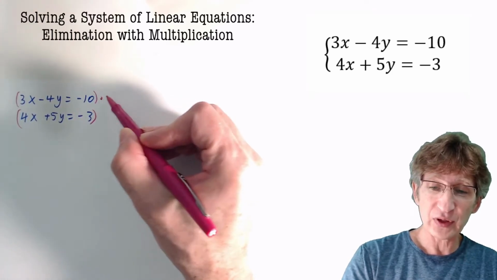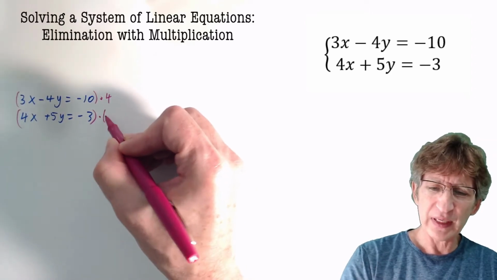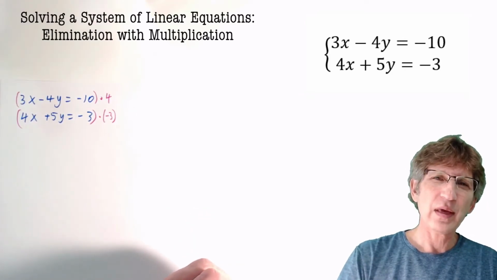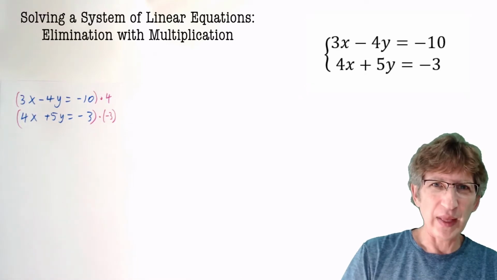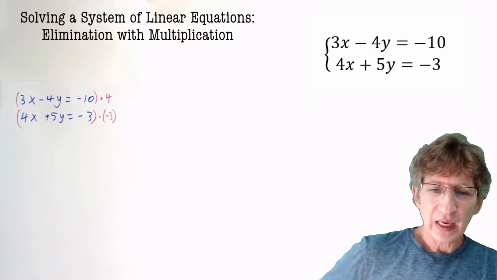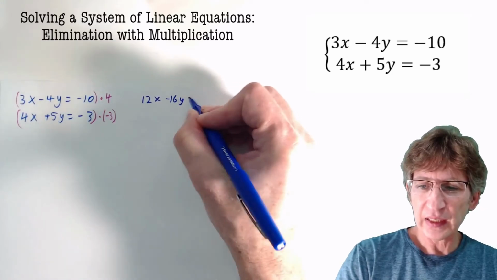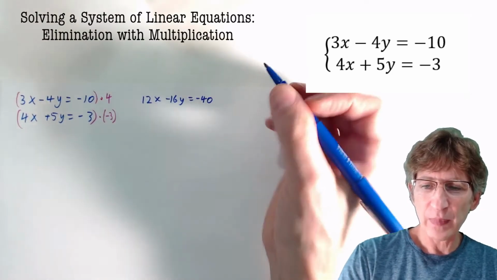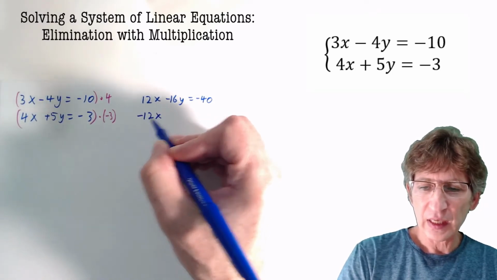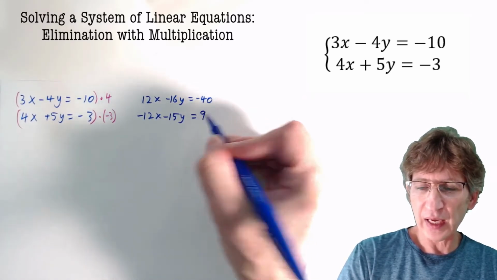So I'm going to do something along those lines. I'm going to multiply the first equation by 4. I'm going to multiply the second equation by not just 3, but negative 3. That way it will become an addition situation, and I won't have to worry about the double negatives. This first equation becomes 12x minus 16y equals negative 40. The second equation is negative 12x minus 15y equals positive 9.